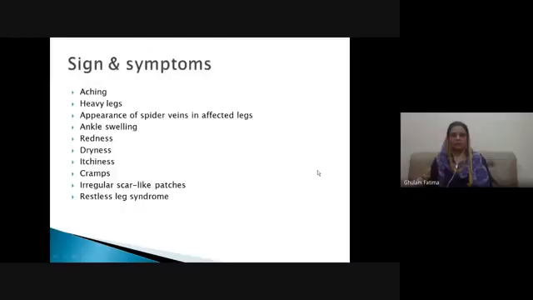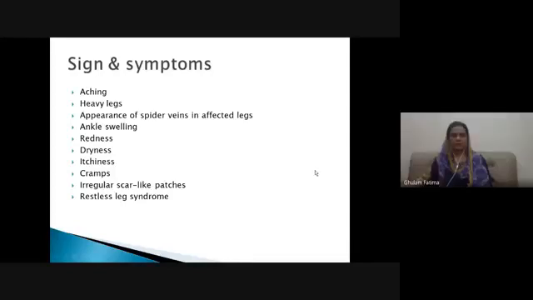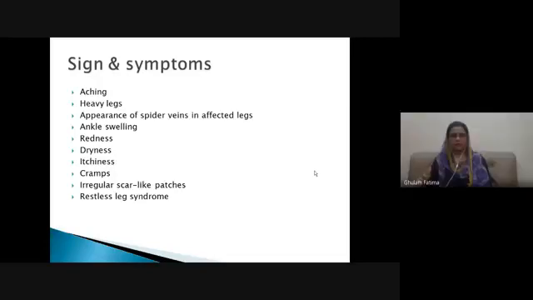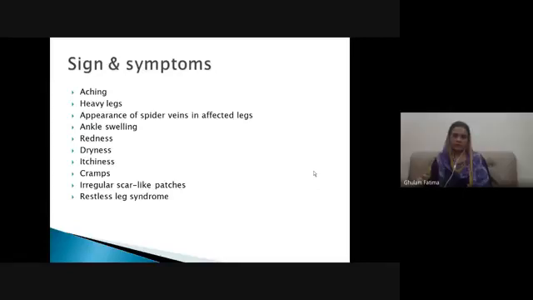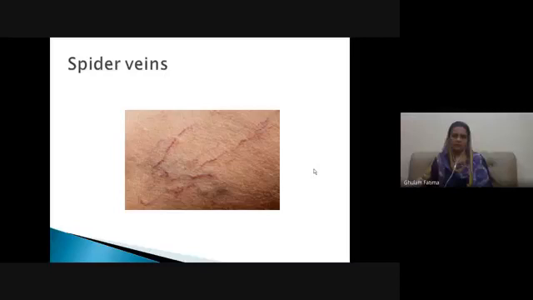Next, signs and symptoms. Signs and symptoms are aching, heavy legs, appearance of spider veins in affected legs, ankle swelling, redness, dryness, itchiness, cramps, irregular scar-like patches, restless leg syndrome. Next, spider veins. Spider veins are small, tiny blood vessels, as shown in the diagram.